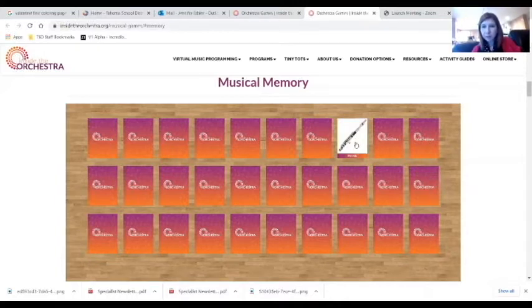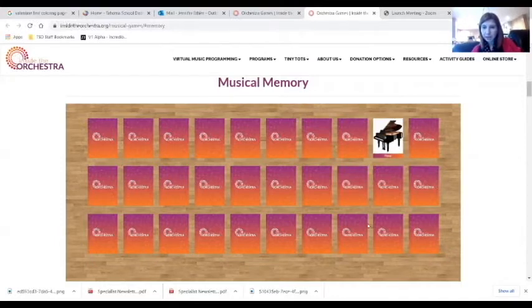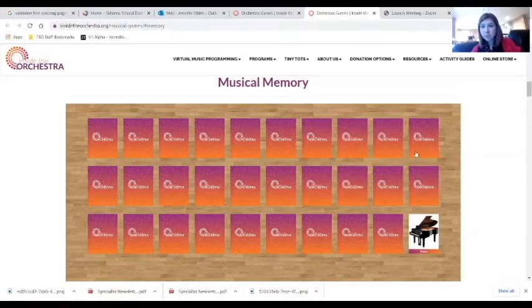Okay, so this is a piccolo, which is like a tiny little flute. It would be in the woodwind family, and it plays a higher pitch than the flute does. Let's see what I get when I flip here. Okay, cymbals, not a match. Violin, bass clarinet, yikes. Piano, trombone, oh boy. Oh, piano.